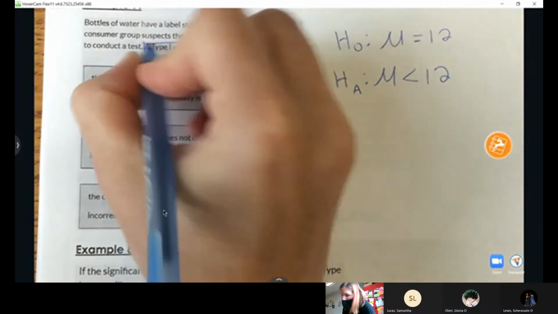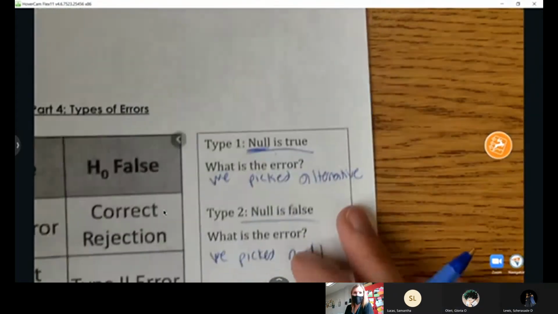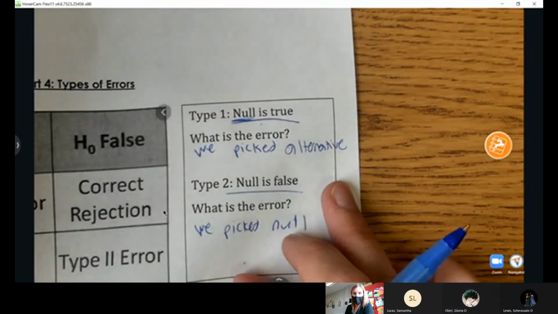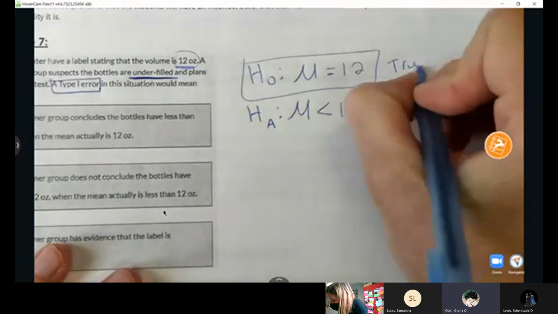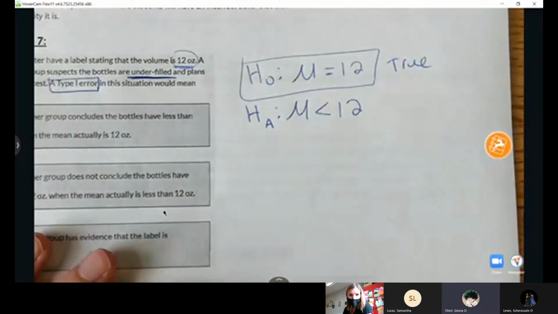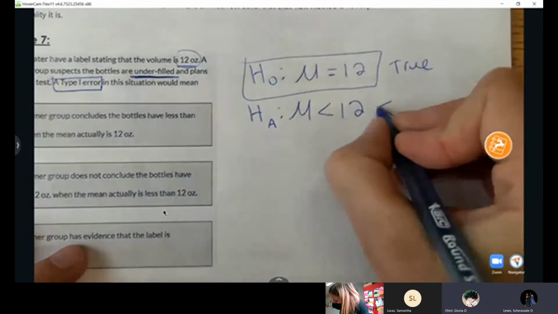It says a type 1 error in the situation. So if we made a type 1 error, which one is true? The null or the alternative? The alternative. Let me flip back. A type 1 error means that which one is true? The null. So if the null is true and we made an error, what did we pick? The alternative. Yep.